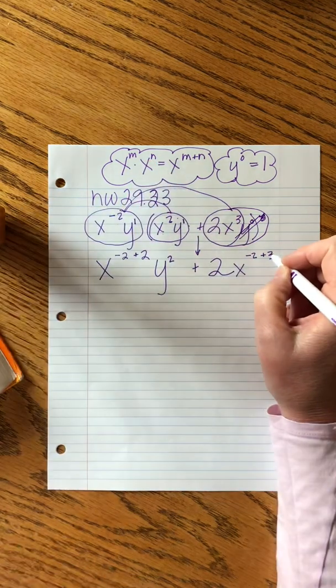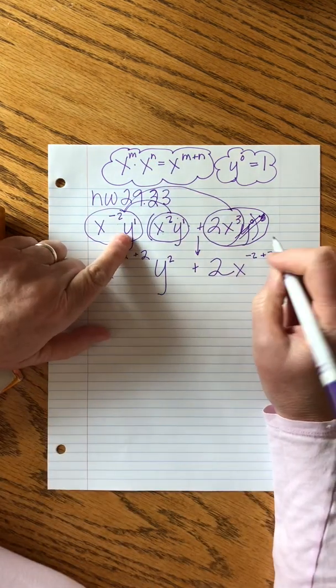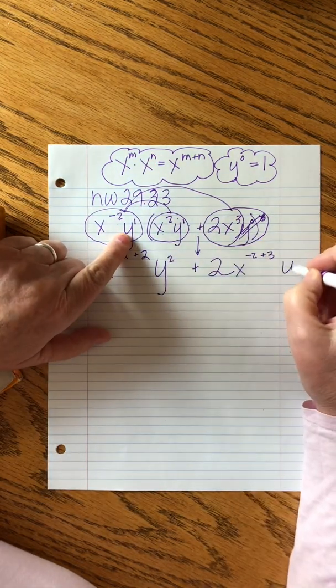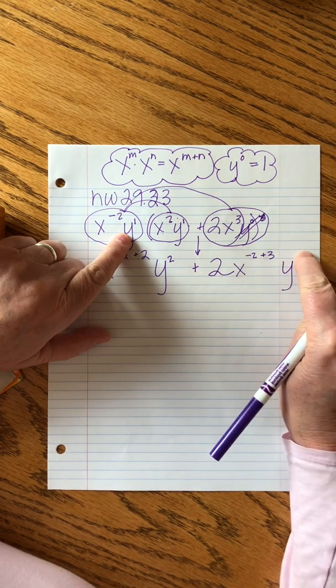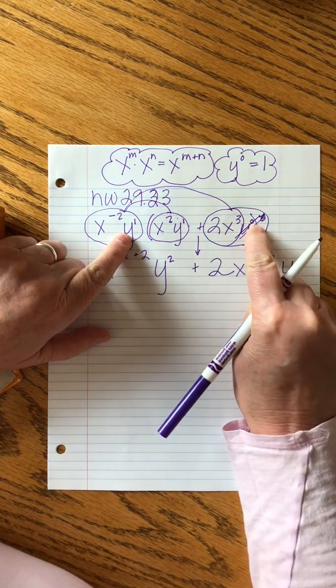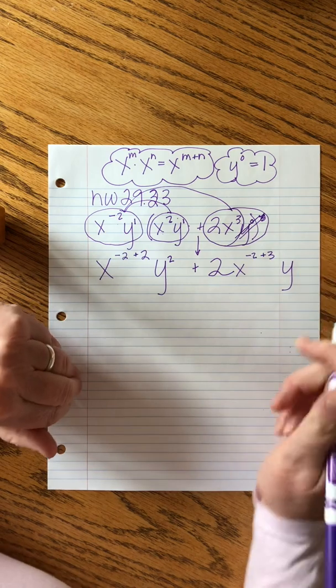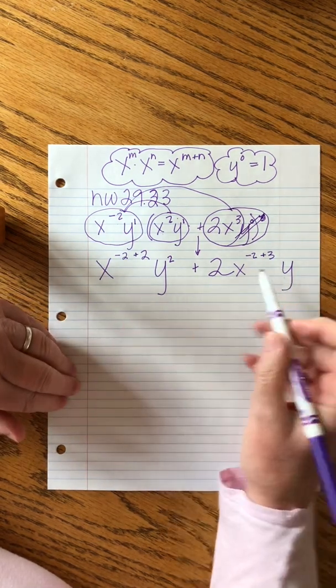X, we have our minus 2, and then we add 3. We're using the product rule. And then we only have the 1y, so I'm just going to write it like that. I'm not even going to bother putting the 1 there because we don't have to add it to anything because that went away.